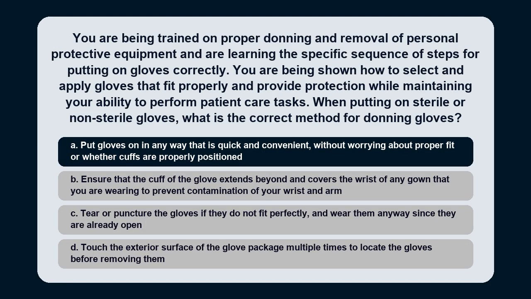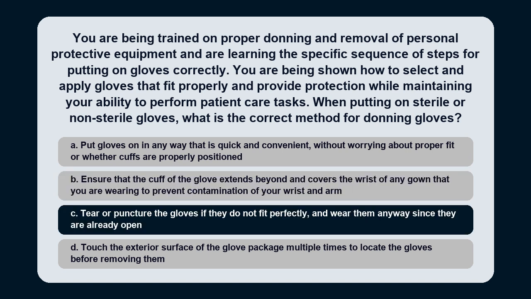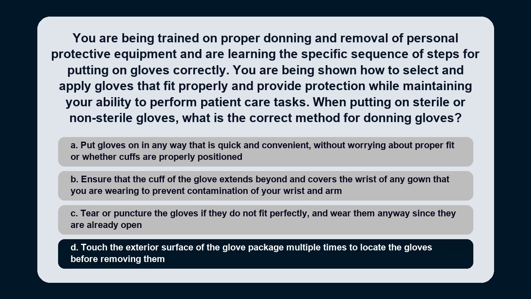Option A. Put gloves on in any way that is quick and convenient, without worrying about proper fit or whether cuffs are properly positioned. Option B. Ensure that the cuff of the glove extends beyond and covers the wrist of any gown that you are wearing to prevent contamination of your wrist and arm. Option C. Tear or puncture the gloves if they do not fit perfectly, and wear them anyway since they are already open. Option D. Touch the exterior surface of the glove package multiple times to locate the gloves before removing them.